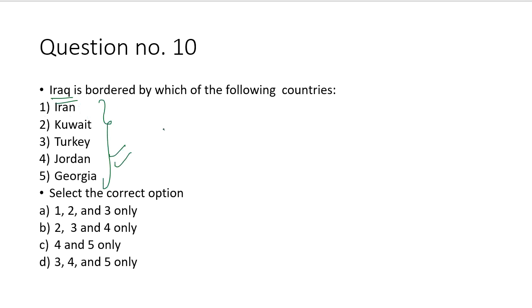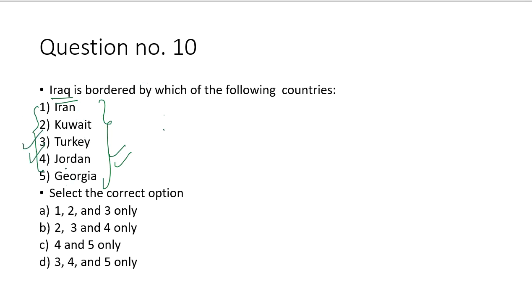So Middle East countries, Iraq, Iran, Syria, Jordan, Lebanon, Israel, these countries are very important when it comes to their location, rivers, borders, and the oceans which are surrounding these countries. So these 5 options are given. You have to select the correct one out of these.